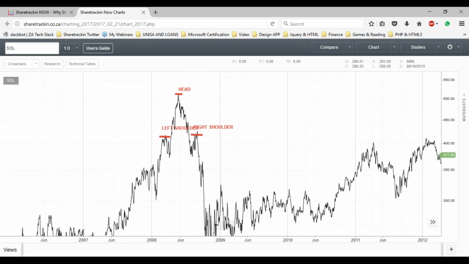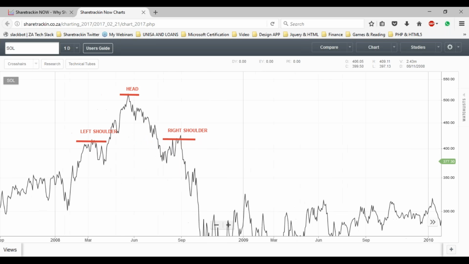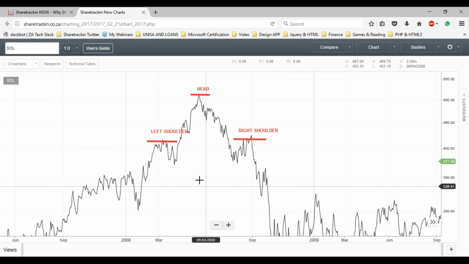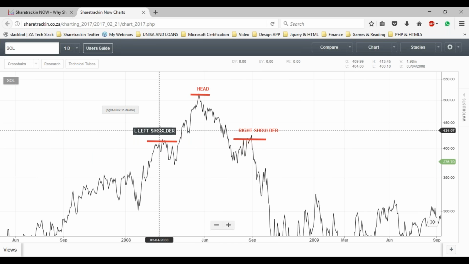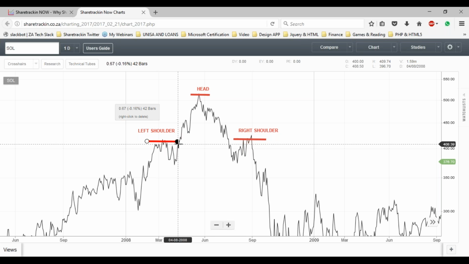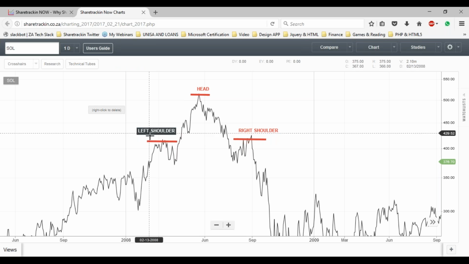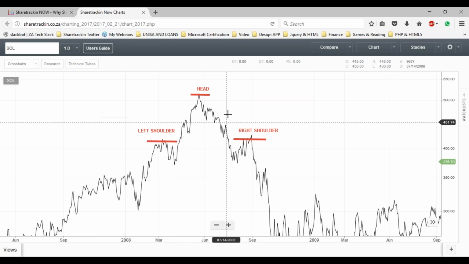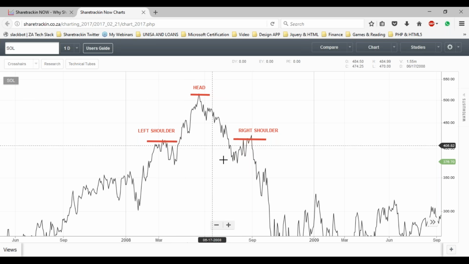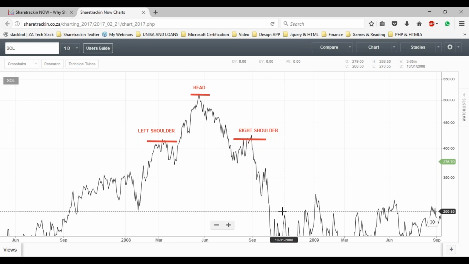Then I want to show you on Sasol, still, in 2008, there was a really good example of a head and shoulders pattern that emerged. Now, head and shoulder patterns are really hard to spot on shares, but if you do spot them, they are really good examples of what you can expect to happen next. If you see a normal head and shoulder pattern as what I'm showing you here, you'll see the left shoulder, you'll see the head, and that is followed by the right shoulder. This is a normal head and shoulders pattern. If you see something like this, then you can expect share prices to go down.